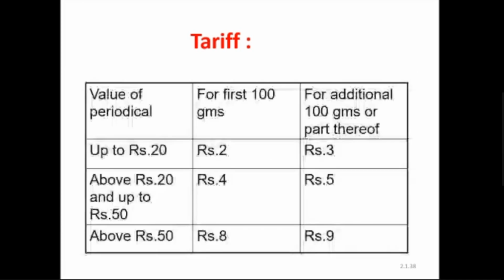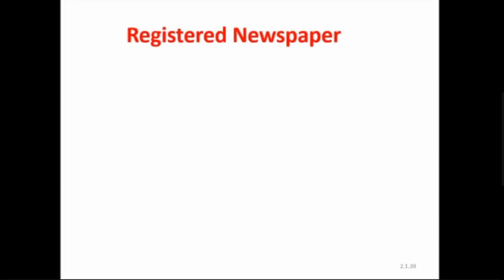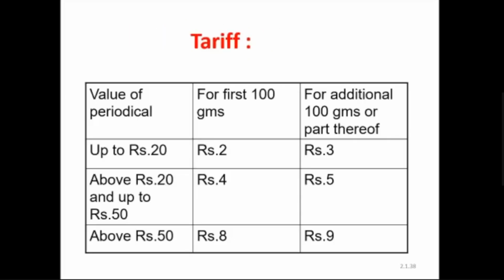Now we'll see the tariff. The tariff of this kind of article is based on value and weight, as I already told. If the value of a periodical is up to rupees 20, for the first 100 grams it is rupees 2, and for every additional 100 grams it is rupees 3. Over 20 and up to 50, for the first 100 grams it is 4, and then after 100 grams it is 5. Over 50 rupees up to any value, for the first 100 grams we will be charging rupees 8, and for every additional 100 grams or part, rupees 9. This is about the tariff of the book packet containing periodicals. So tariff is based on value and weight.